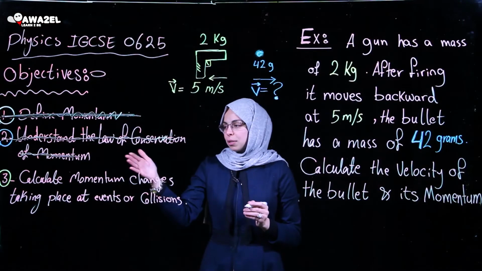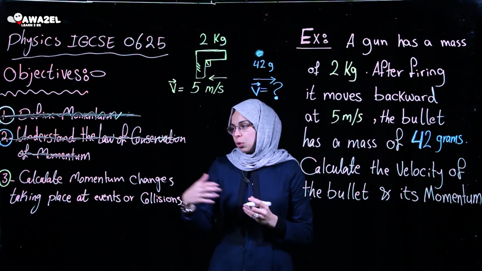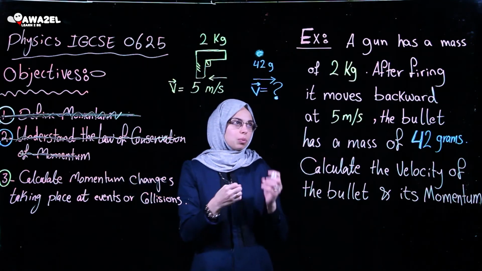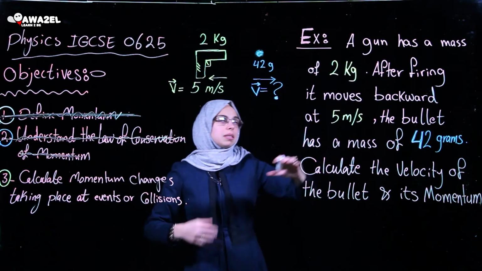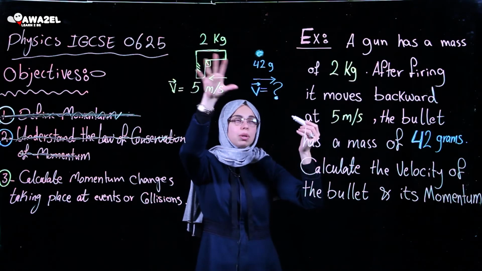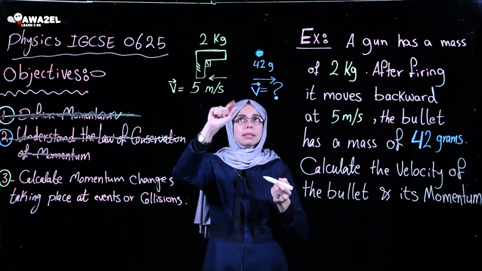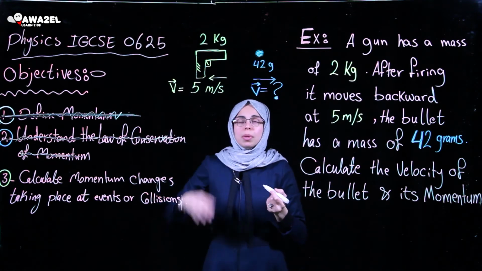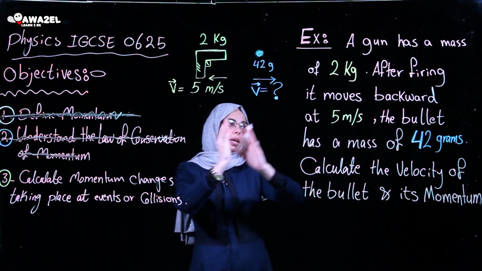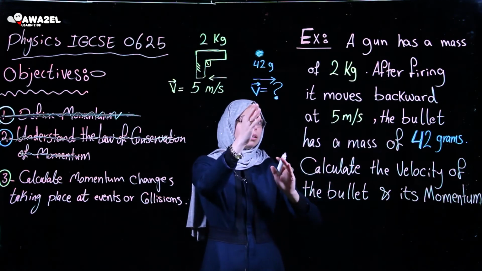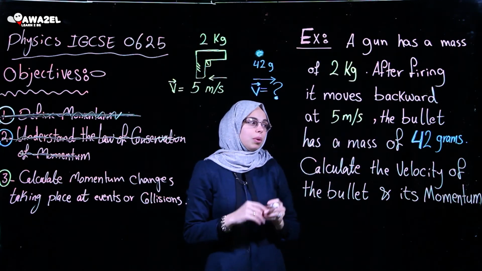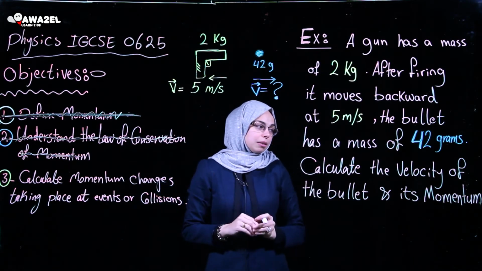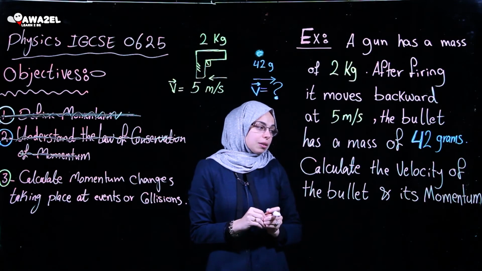Now, dear students, let's solve questions together in order to cover the last objective of calculating momentum changes taking place within collisions or events. So let's take this example. A gun has a mass of 2 kilograms and it moves backward with a velocity of 5 meters per second, and the bullet will move forward with unknown speed and its mass is 42 grams. Now, what the question wants me to find out is to calculate the velocity of the bullet, then its momentum.